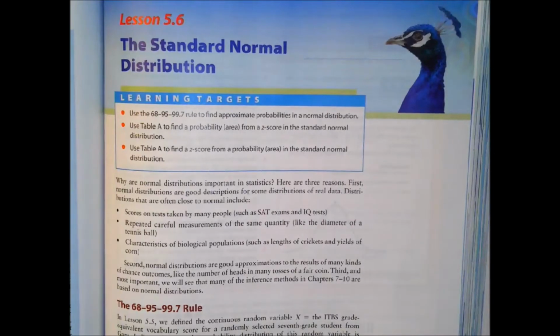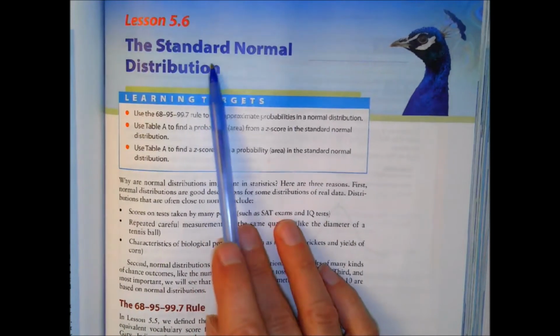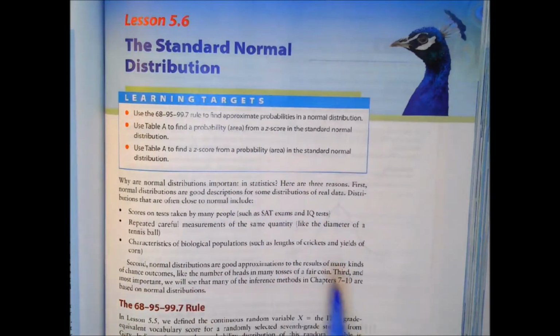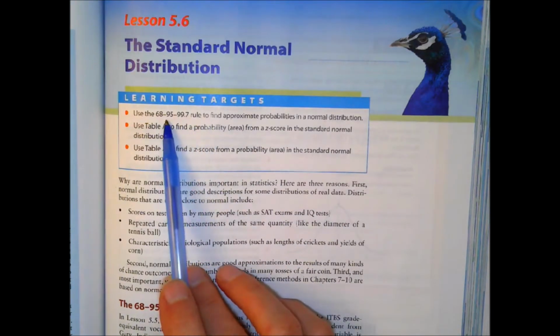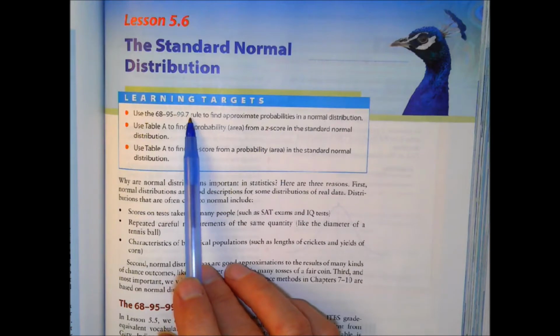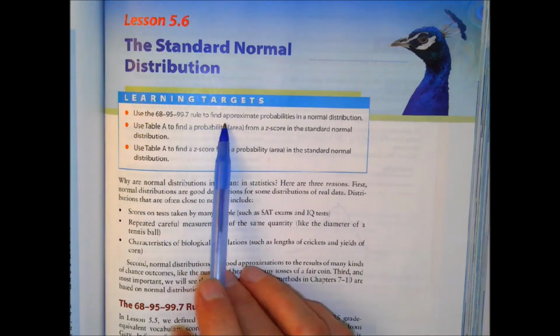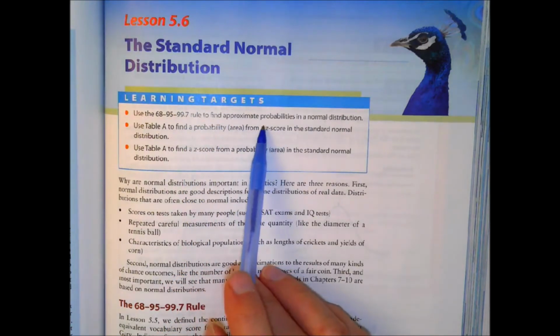These are notes 5.6, talking about the standard normal distribution. In 5.5, we did a little bit of this using the 68, 95, 99.7 rule to get the probabilities. We'll review that a little bit again.